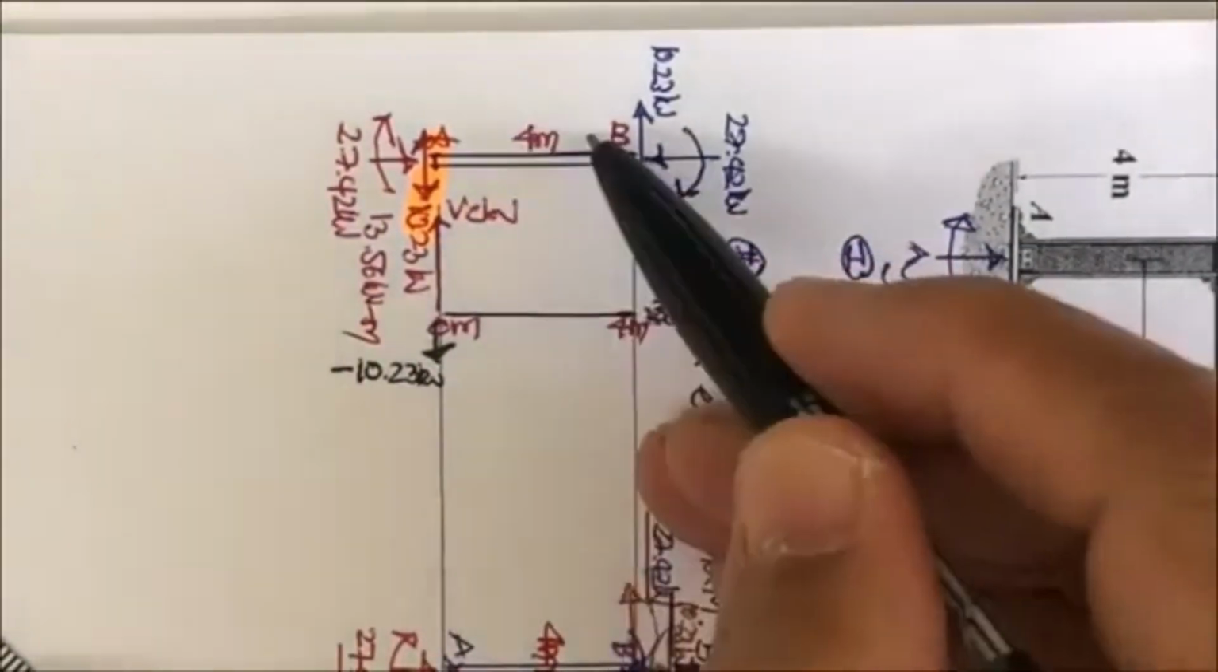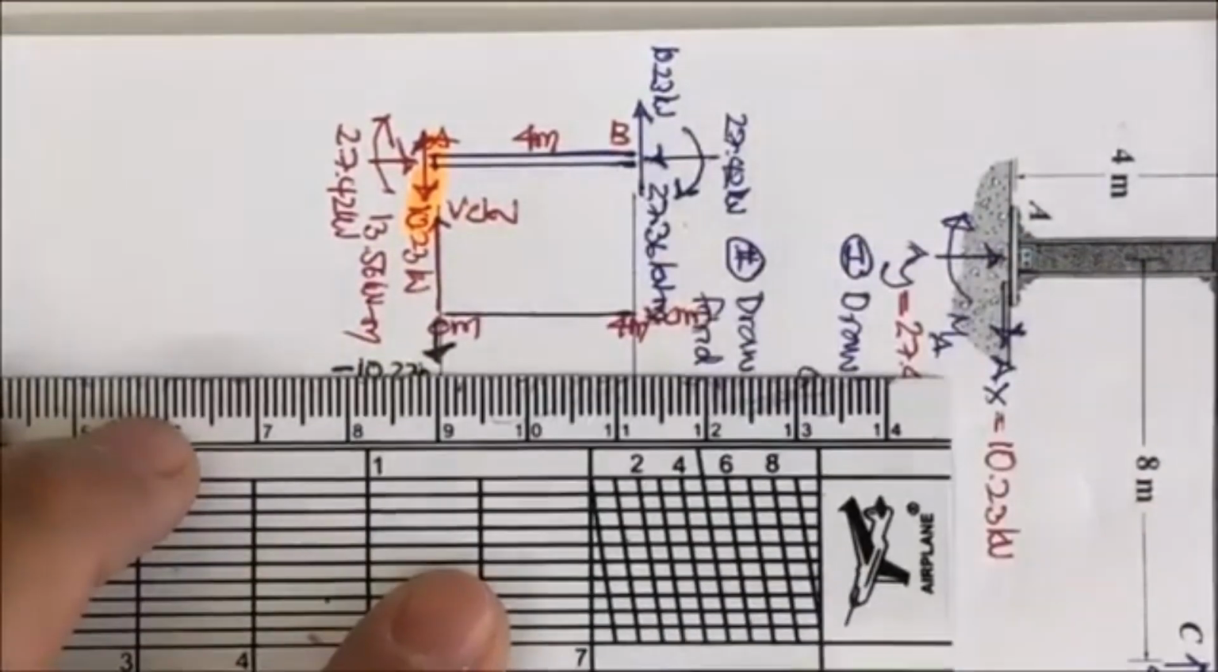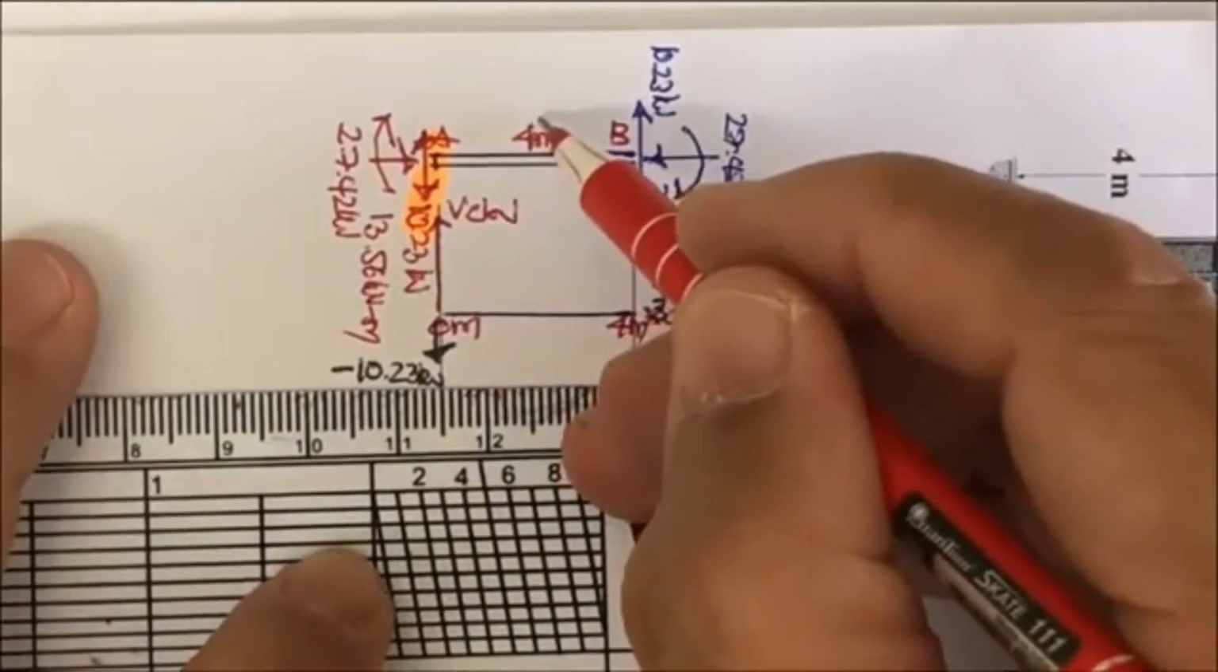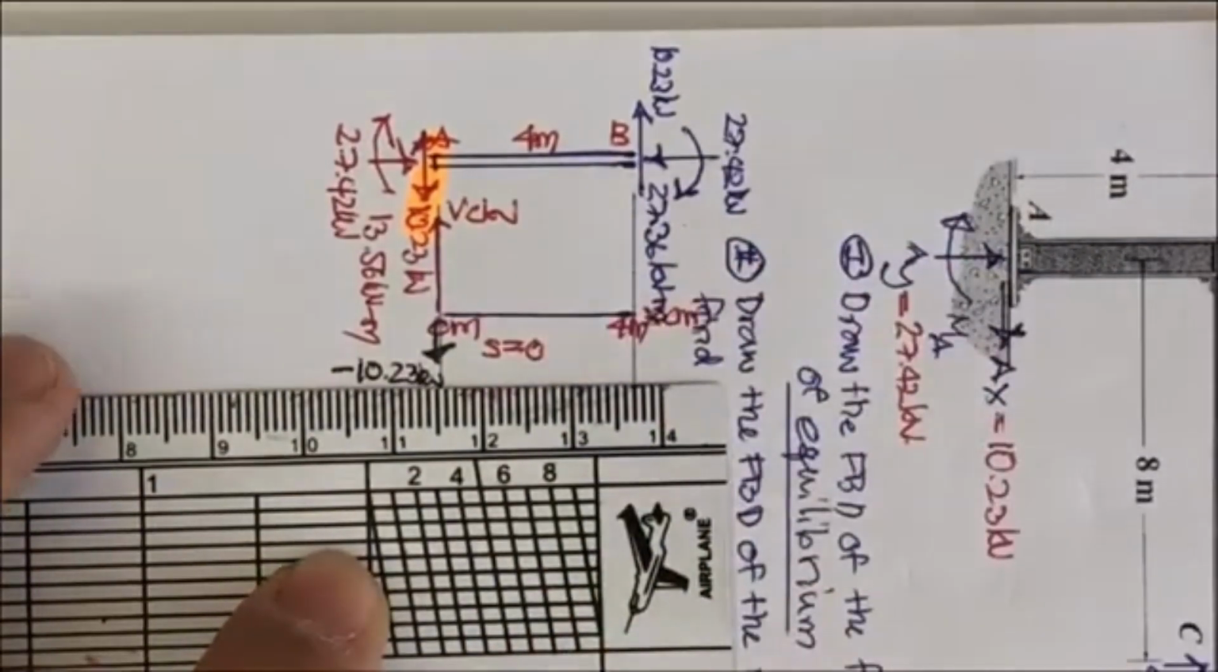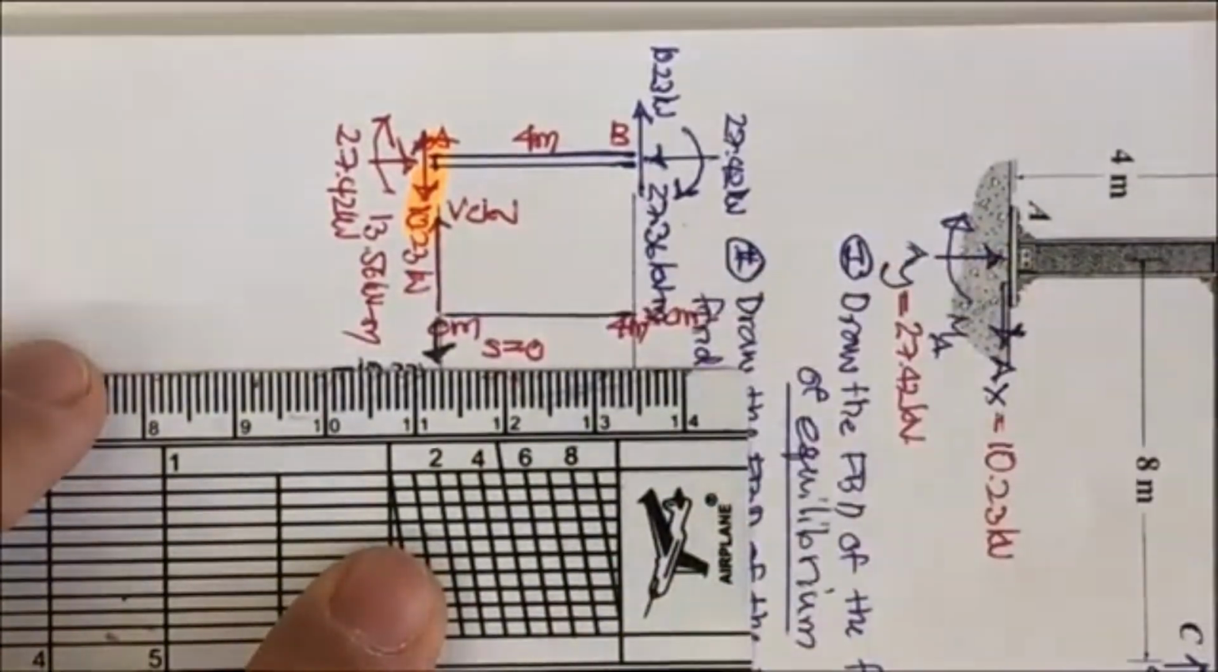Then you move between A and B. There is no distributed force, so the slope here, dV by dx, equals 0. By that it means this one is going to be constant.